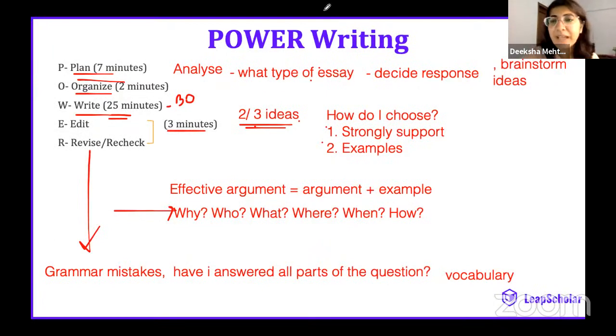Okay. Now, moving forward, what are the different types of essays that are there? So how many essay types are there? 4, 5, 6, 7. How many? Any guesses?